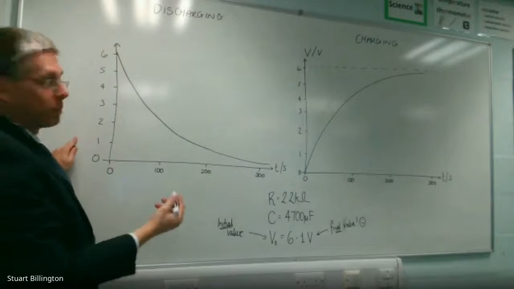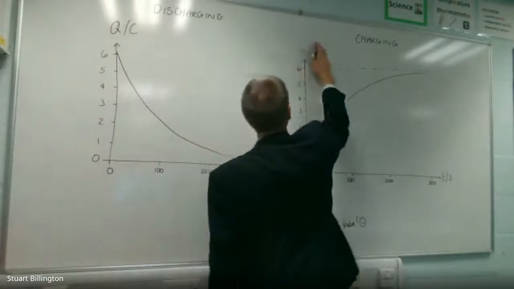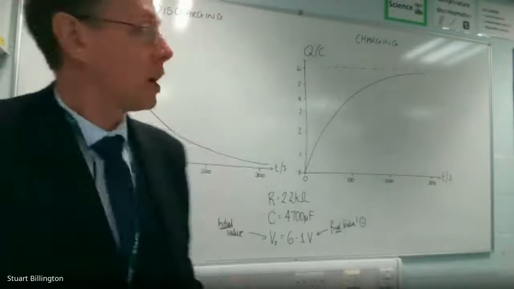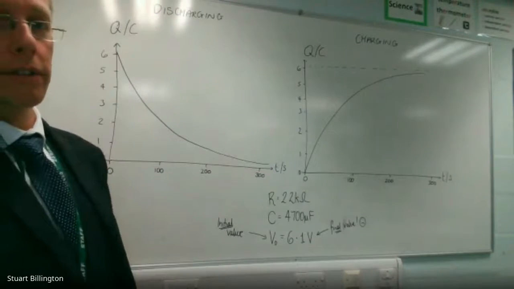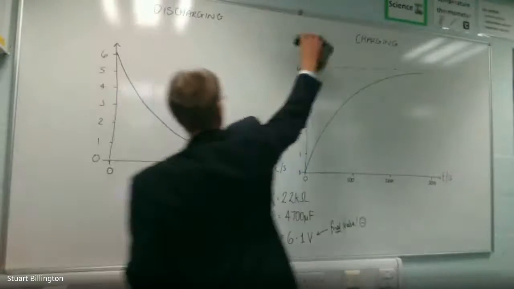Bearing in mind you haven't put numbers on yours, I have, but you can just relabel this charge in coulombs for both graphs because the charge is just a multiple of the potential difference. I'm going to put that back because I have got numbers on mine.